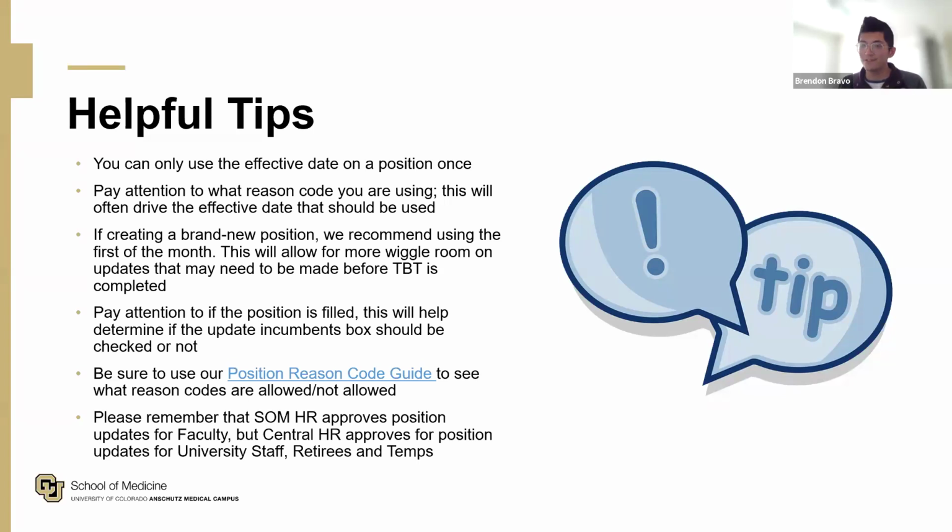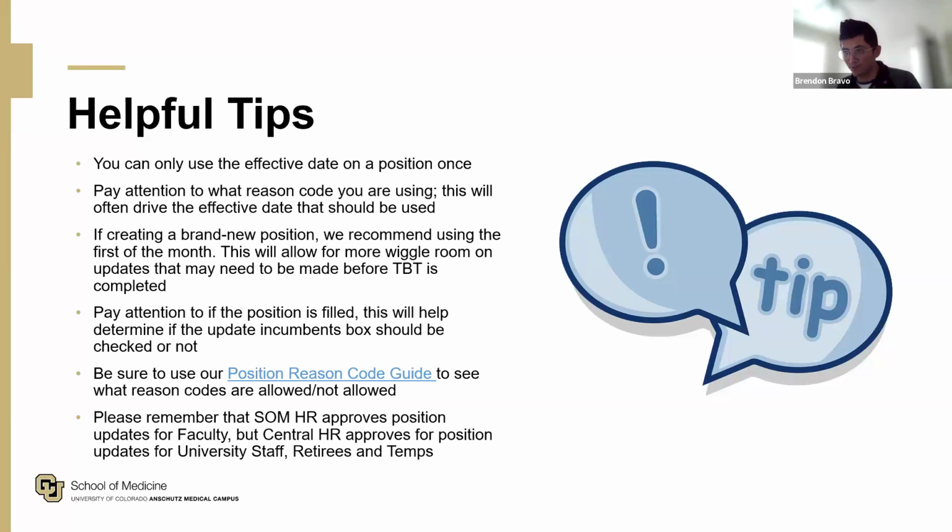That's usually the first thing I look at if I have to make a position update. And then with that, make sure you're paying attention to what reason code you are using, because this will often drive the effective date that should be used. So the one I think I've been using is PCT. PCT always needs to be the day it's occurring. So if a percent of time change is changing 1/15, that effective date on the position needs to be January 15th.